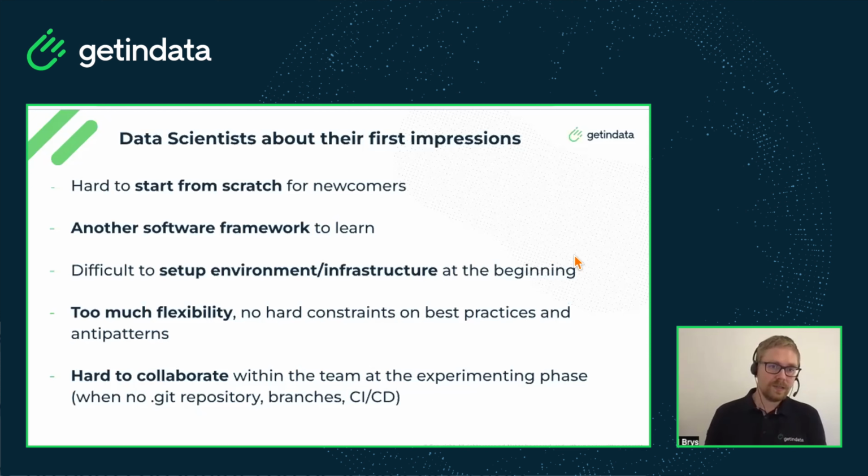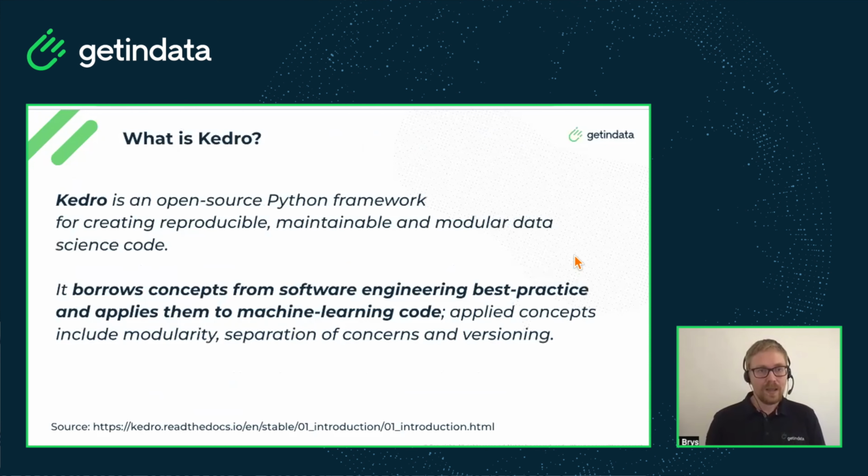Also, data scientists mentioned that it was hard to collaborate within the team in the experimenting phase. But it was mostly connected with local development and the heavy use of Jupyter notebooks. So it was really hard to join results, for example, from two researchers. But we will address that today. So these are the downsides and concerns for the Kedro project, but hopefully after the workshop today, you will see that there are easy solutions for that.